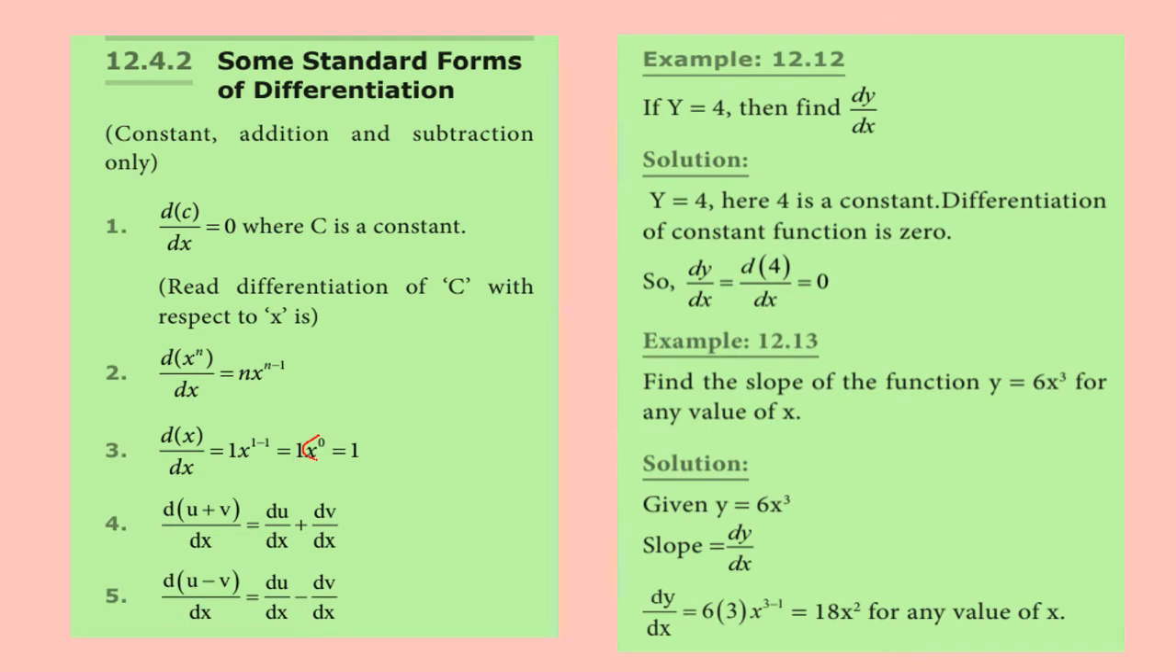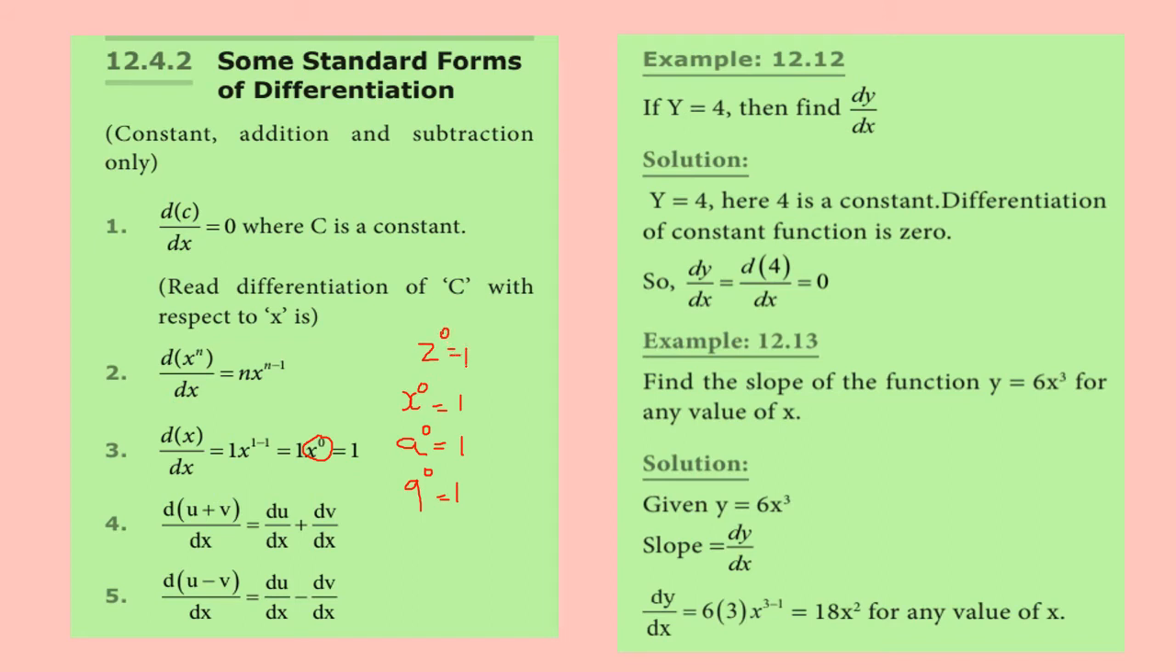X power of 0 is 1. X power of 0 is equal to 1. You would have learned this in your lower classes. Any non-zero real number to the power of 0 will be 1. 9 power of 0 is equal to 1. Any non-zero real number, say z power of 0, is equal to 1.